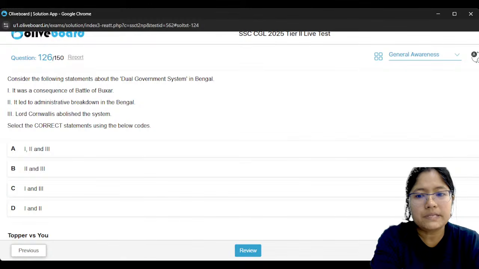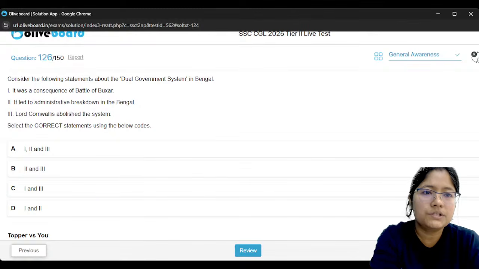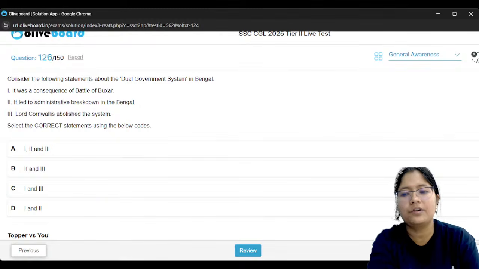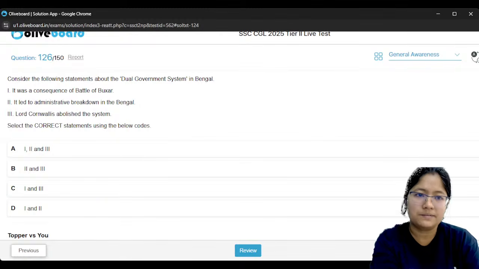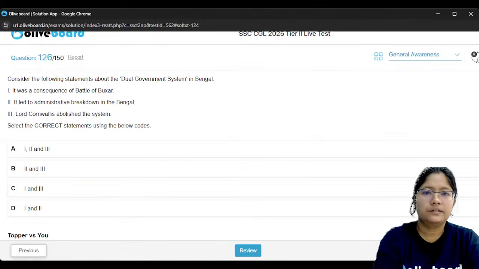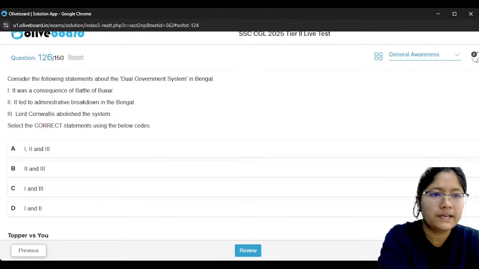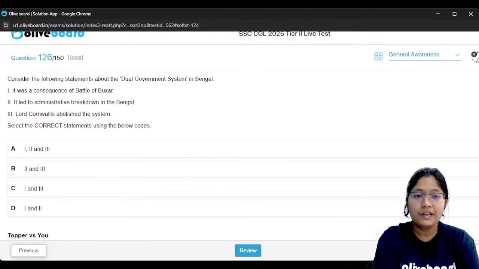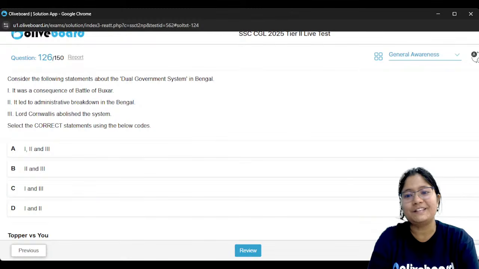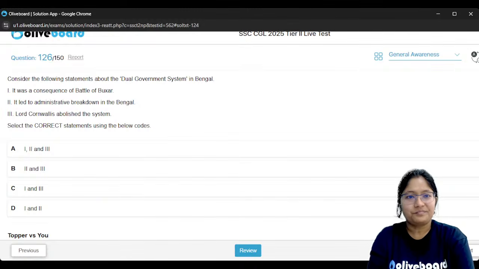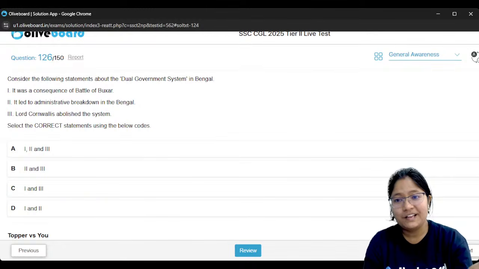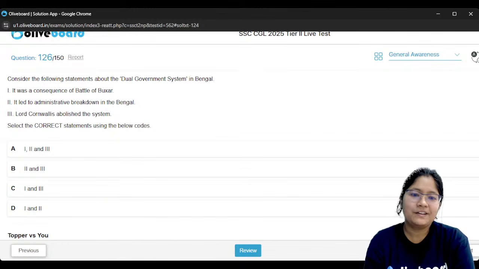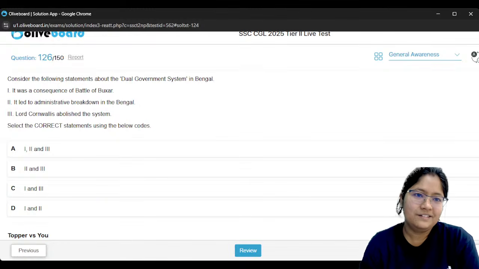Next question. Consider the following statements about dual government system in Bengal. It was a consequence of Battle of Buxar. So was dual government a result of Battle of Buxar? Yes, Battle of Buxar was there, and after that the dual government, so 1 is correct. It led to administrative breakdown in Bengal. It led to Bengal famines of the 1770s. That is the reason why in the Bengal region potato is added in the biryani, but in Hyderabad potato is not added in the biryani.